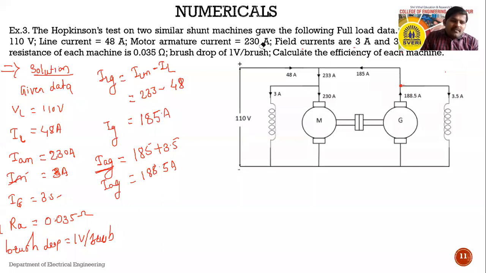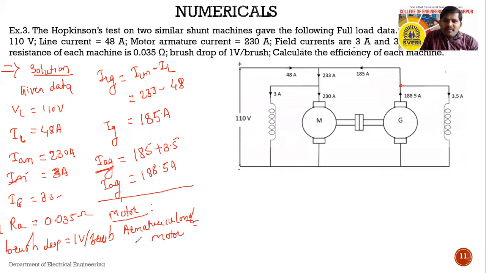Now see, first step is that as a motor, we will calculate the details of the motor. See the armature copper loss of the motor. What is the formula?